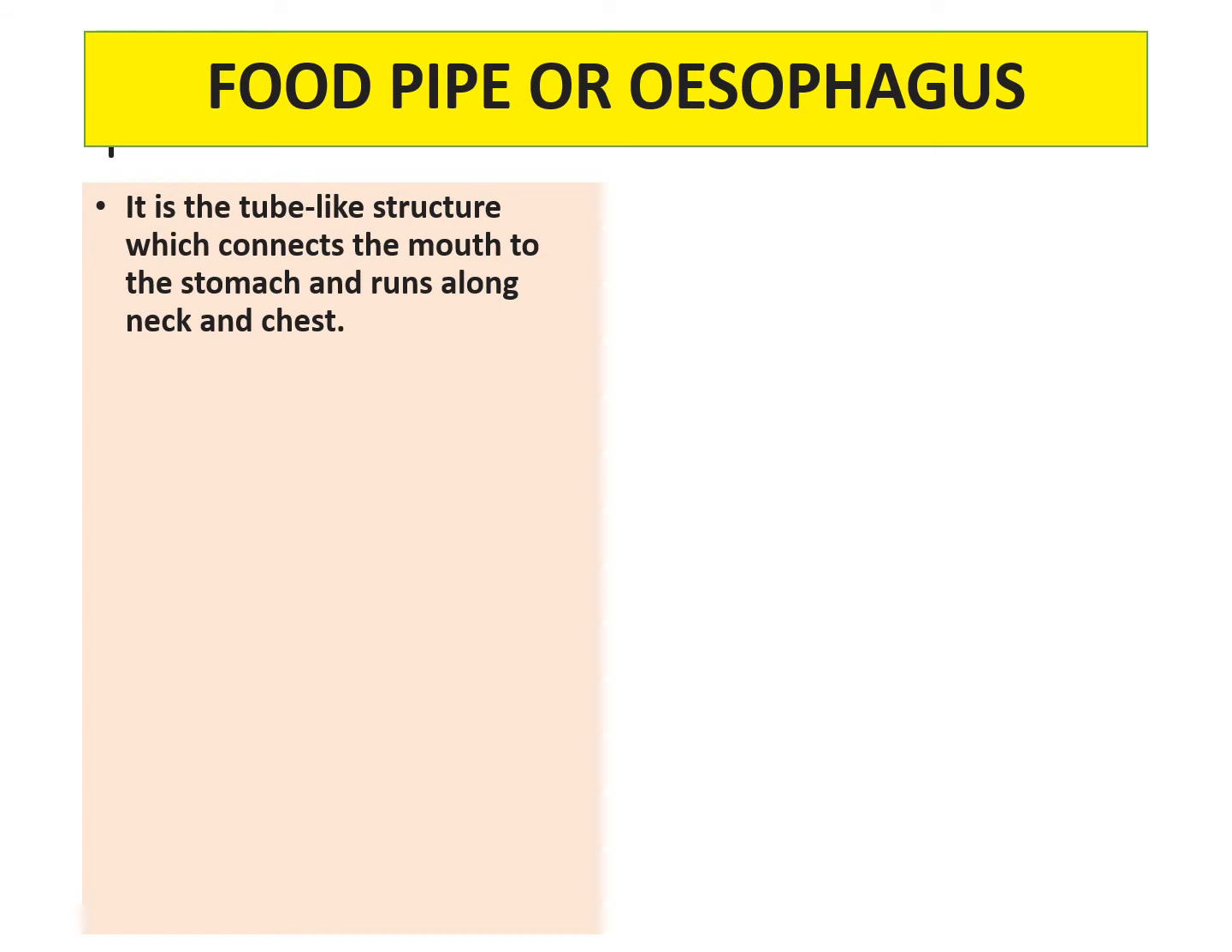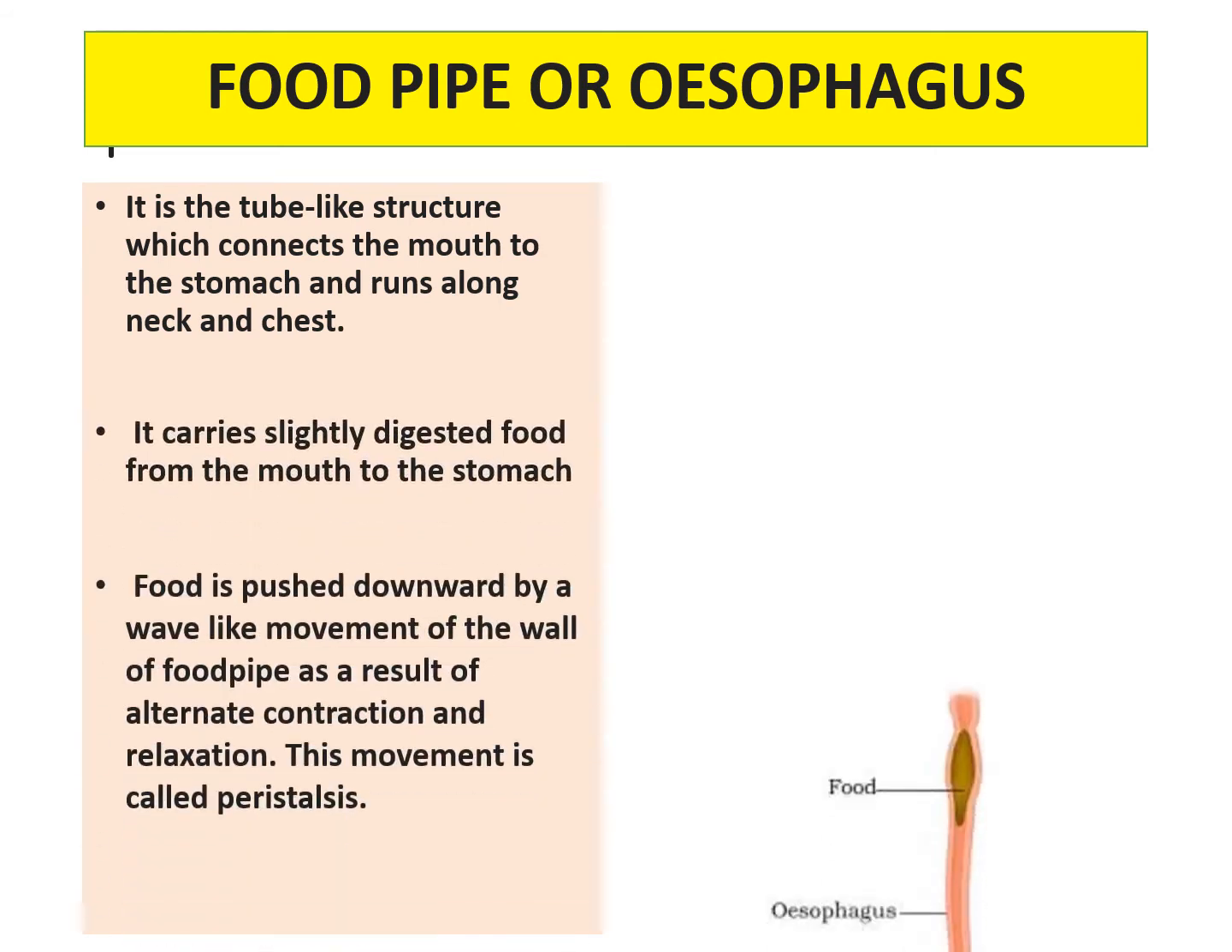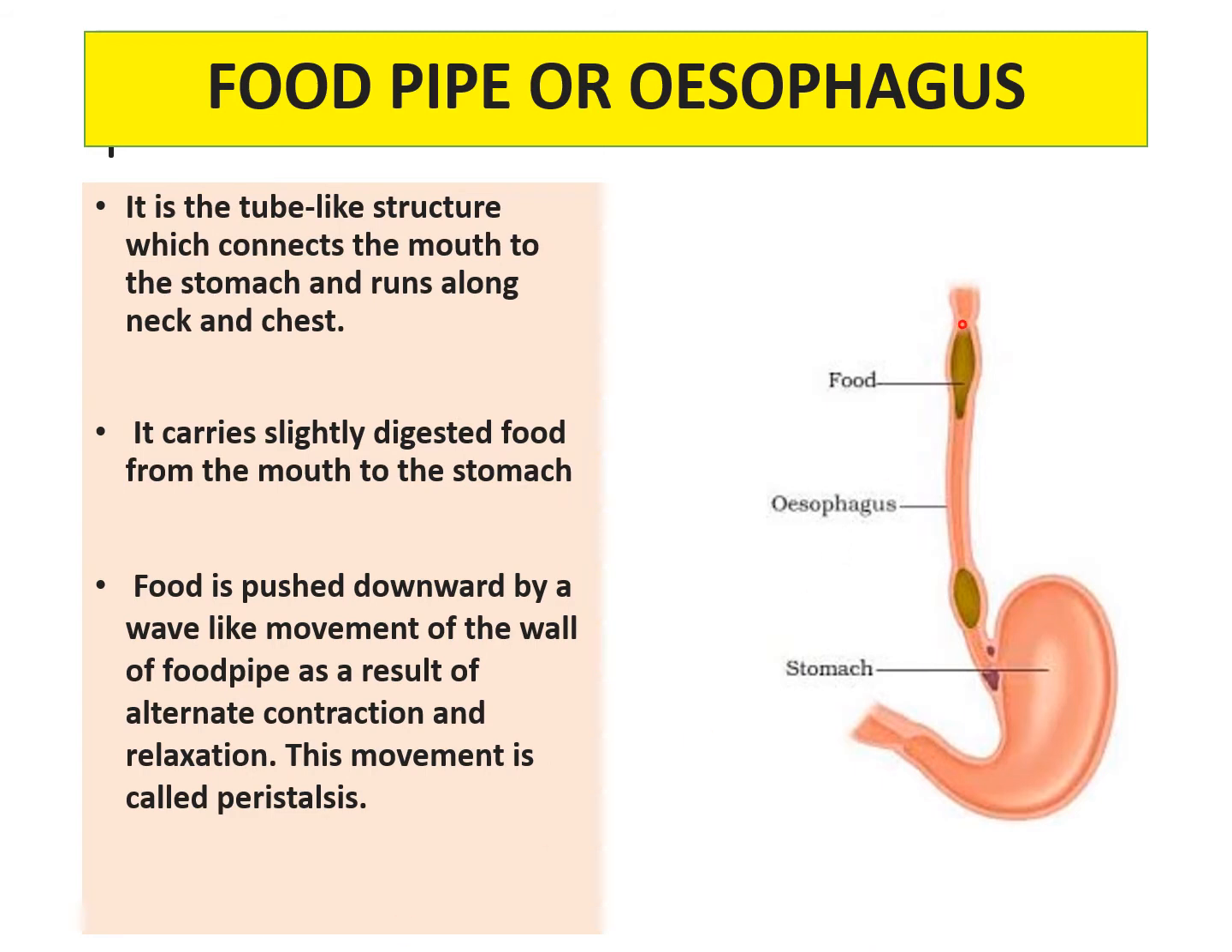Now, what does food pipe do? Food pipe is a tube-like structure which connects the mouth to the stomach. You can see in the picture, it runs along the chest and the neck. It carries lightly digested food from the mouth to the stomach, right? And the food is pushed downward by a wave-like movement of the wall of the food pipe as a result of alternate contraction and relaxation. This movement is known as peristalsis. Due to this movement, food goes down from our mouth to the stomach. So the esophagus, which is known as the food pipe, is mainly responsible for moving down the food from the mouth to the stomach.